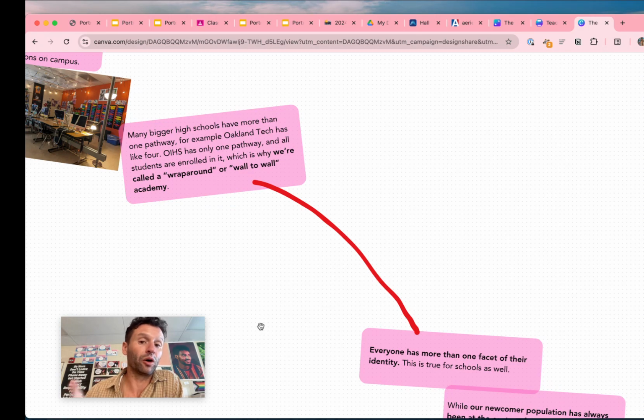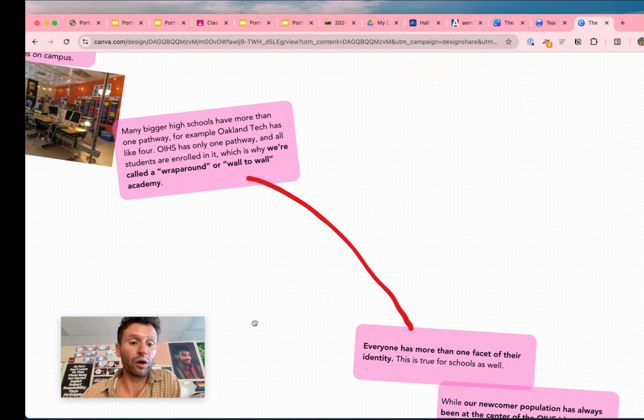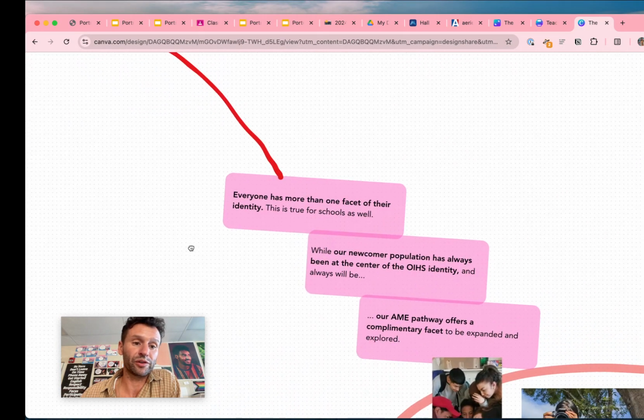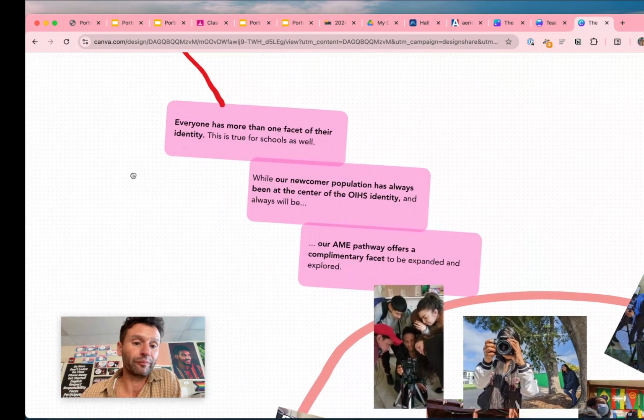Oakland International High School only has one pathway, the Media Academy, and all students are enrolled in it starting in 10th grade, which is why we're called a wraparound or a wall-to-wall academy. Basically, all students are automatically enrolled in the Media Academy as they are enrolled in Oakland International High School. Every student is enrolled in the Media Academy.